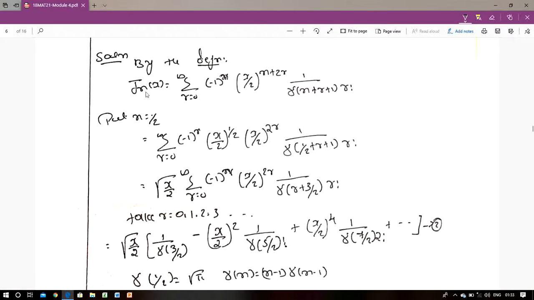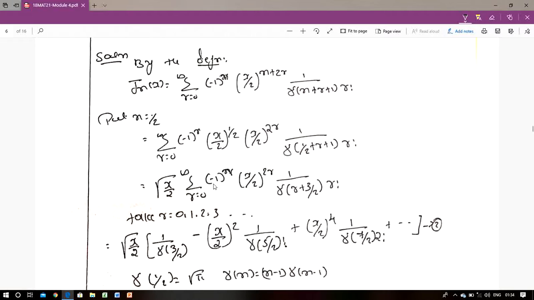Now in this equation we take n is equal to 1 by 2. That is, r is equal to 0 to infinity (-1) to the power of r into (x by 2) whole to the power of n plus 2r. Here we take n is equal to 1 by 2. So (x by 2) to the power of 1 by 2 into (x by 2) whole to the power of 2r into 1 by gamma of 1 by 2 plus r plus 1 into r factorial. So here (x by 2) whole to the power of 1 by 2, you can write root of x by 2, take it outside.